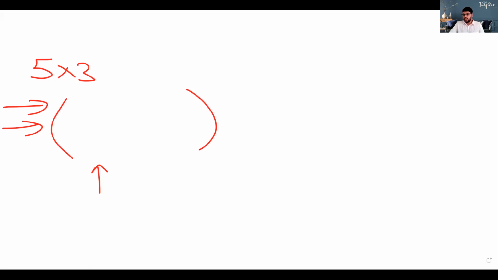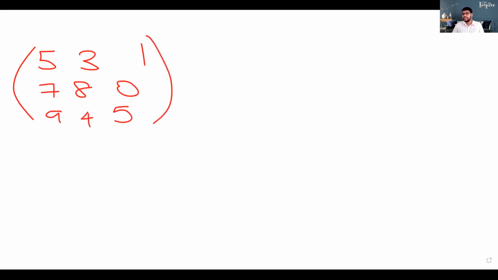Then the second question. They've given us a matrix. I'll write the matrix down here. The matrix they've given is 5 3 1 7 8 0 9 4 5. The question is, what is the element at the second row and third column of the matrix B? Sneha Dua says 8, but another student says that it is 0. So which is the correct answer?